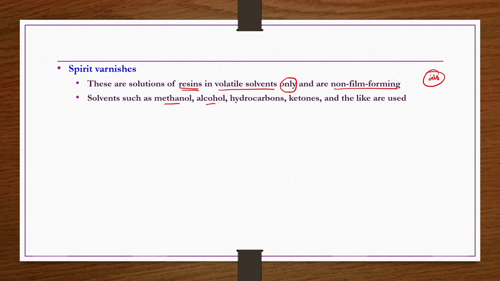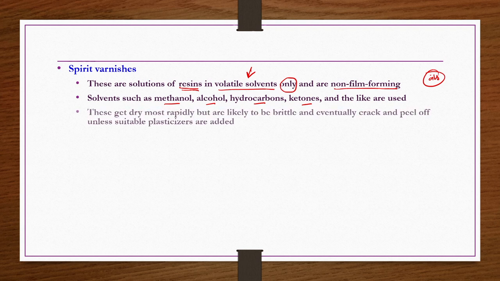Solvents such as methanol, alcohol, hydrocarbons, ketones and the like are used, and they may cause some kind of pollution as well. Not only pollution, since they are very volatile, what happens? They may quickly dry up. If they are quickly drying up, there may be a possibility of crack formation. Even sometimes peeling off of the applied layer from the surface may take place if the drying is very quick. These get dry most rapidly, but are likely to be brittle and eventually crack and peel off unless suitable plasticizers are added.